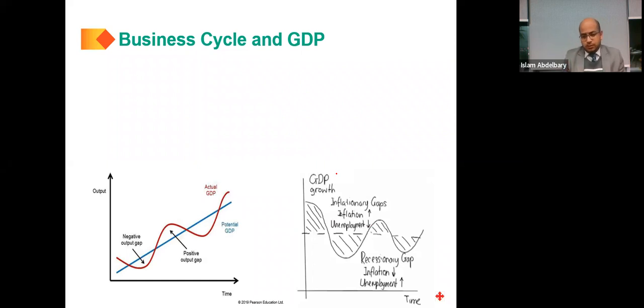So what do we expect while the gap is positive, like here? We are growing too fast, so GDP growth would be high, employment high, inflation as well high. So inflation, employment, growth would be high.